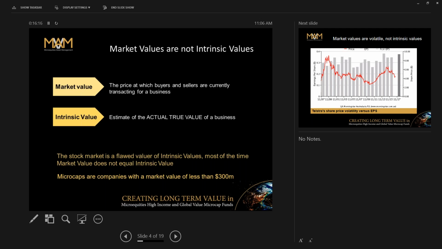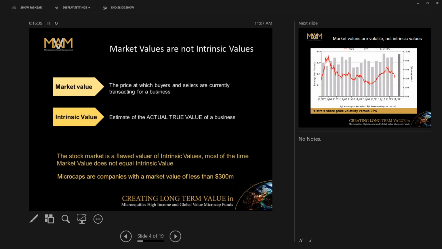Of course, we're talking about microcap companies, and some of you may not be aware of what a microcap company is. A microcap's somewhat of a loosely defined asset class, but we define a microcap company as a company that has a market value of under $300 million.